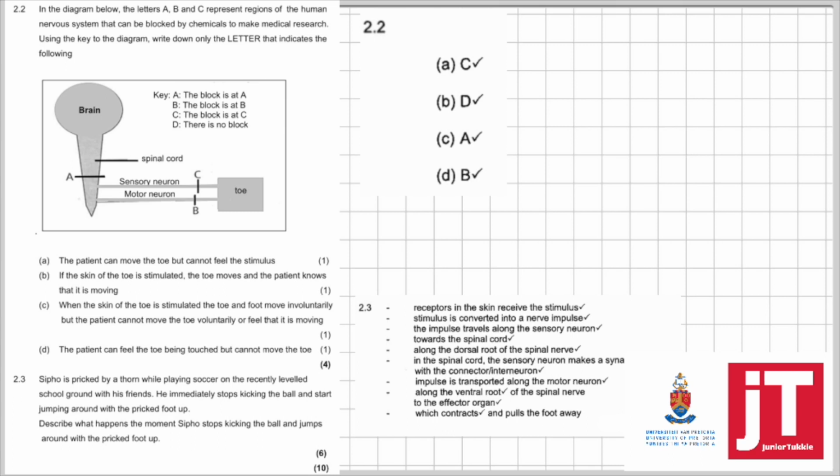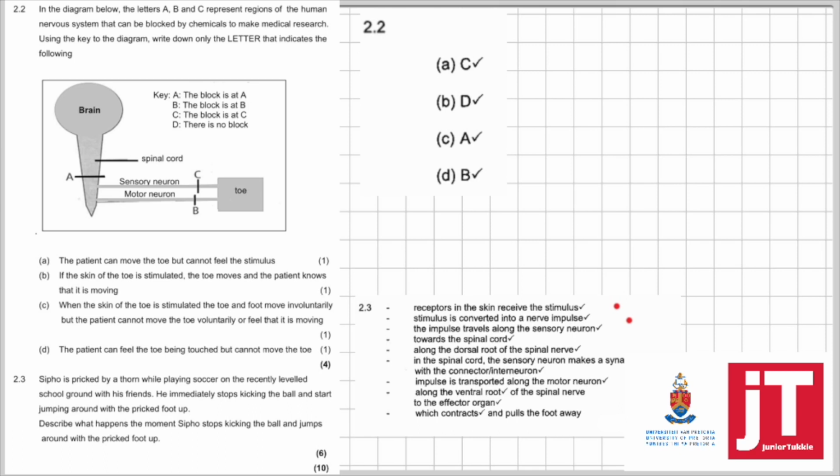Right, 2.3. Sipo is pricked by a thorn while playing soccer on the recently leveled school ground with his friends. He immediately stops kicking the ball and starts jumping around with the pricked foot up. Describe what happens the moment Sipo stops kicking the ball and jumps around with the pricked foot up. Now, what has happened in his foot? The receptors in the skin receive the stimulus. The stimulus is converted into a nerve impulse.